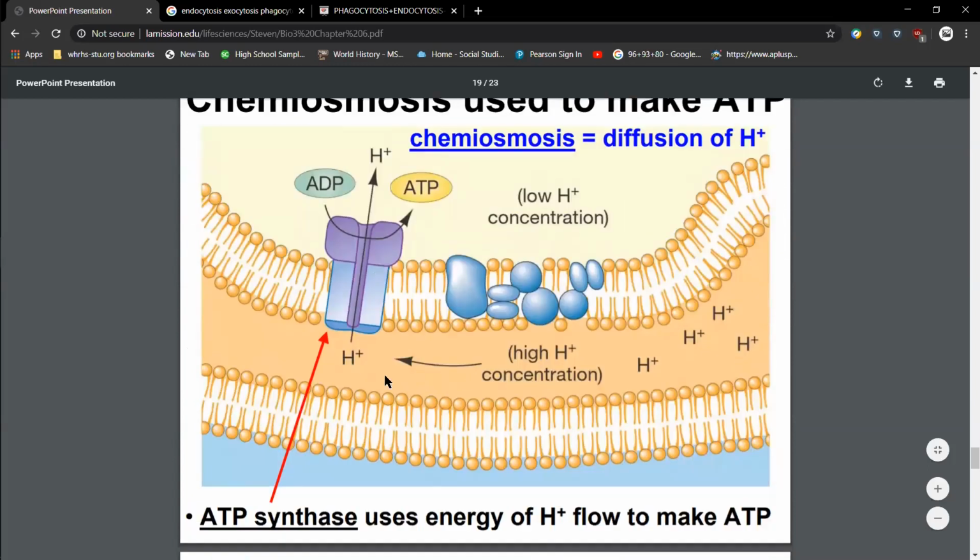So chemiosmosis is the diffusion of hydrogen back into the matrix. So you can see how there's a really high concentration of hydrogen here, not much hydrogen here. So what's going to happen is the hydrogen from the intermembrane space is going to diffuse back into the matrix. And so this movement from high to low concentration actually creates energy and allows ADP to be phosphorylated to ATP. The molecule that does this is called ATP synthase.